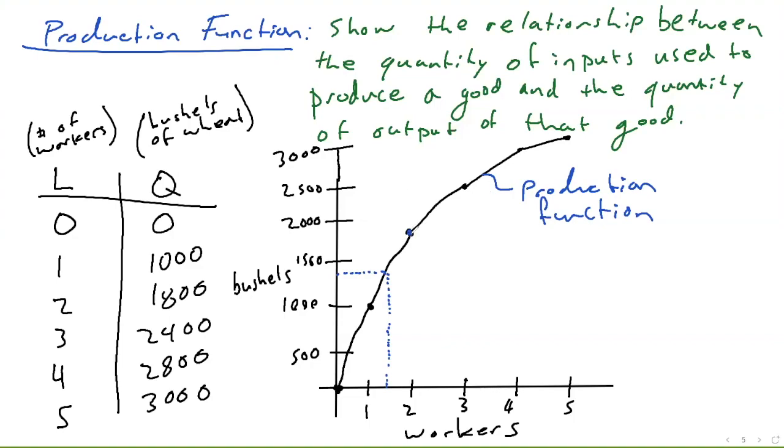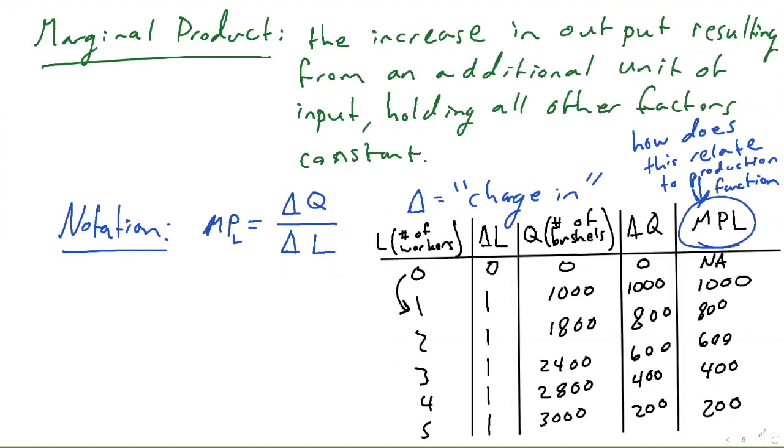Let's take 2 points, 2 to 3, and we want to calculate the slope between these 2 points, which means we need the rise over the run. The run is going to be one worker, and then our rise is going to be the difference between 1,800 and 2,400, or 600. And so if we calculate our slope, which is our rise over run, we get 600, which is exactly what we got for the marginal product of labor in a change from 2 to 3.